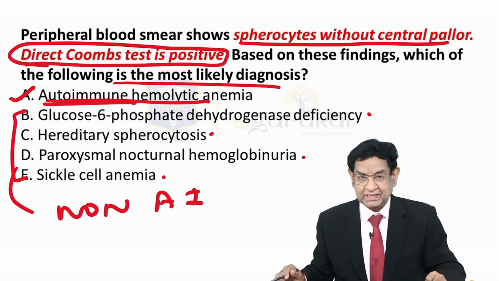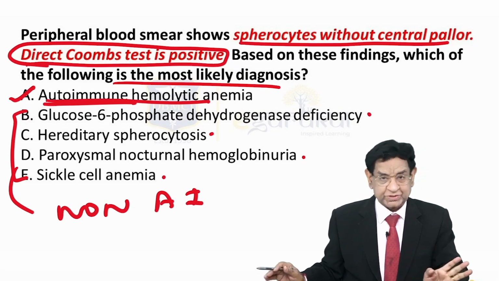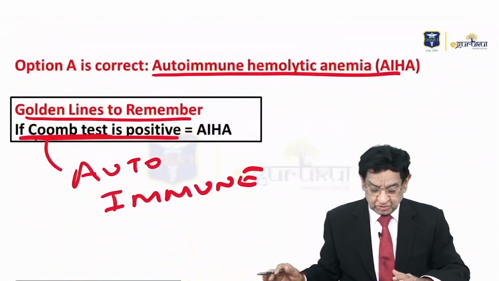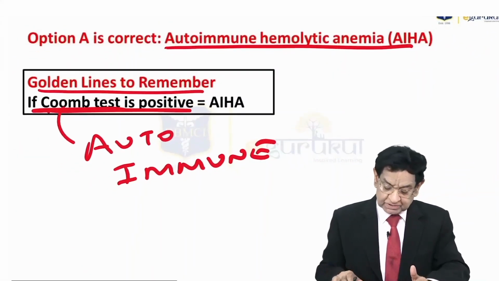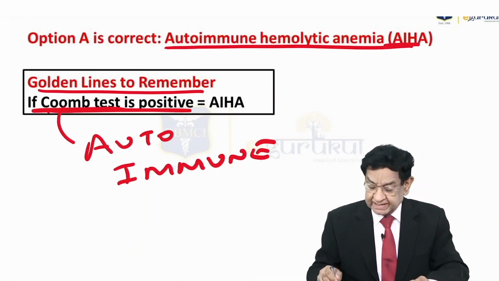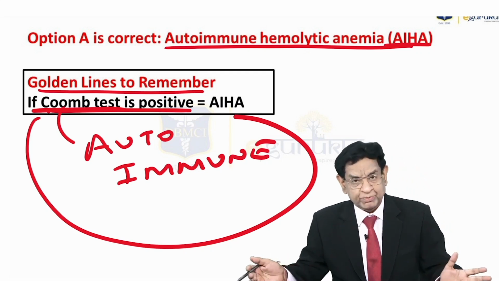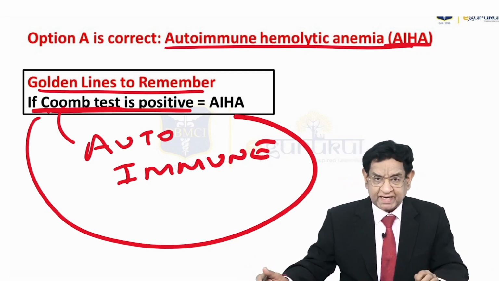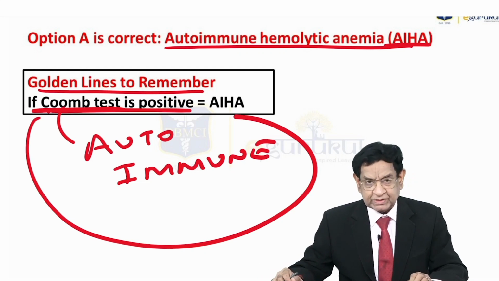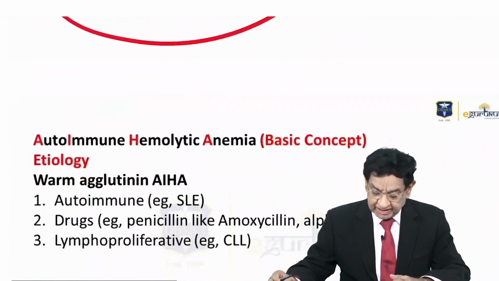And that is universally true for any question. So the golden line to remember: Coombs test positive, in this case, is AIHA. Otherwise, in any condition, Coombs test positive means it is an autoimmune process. With this background, we have already answered the question, but definitely we'll be discussing every option.